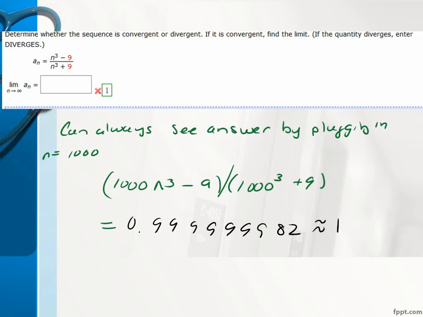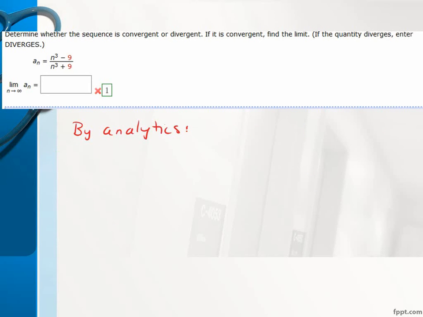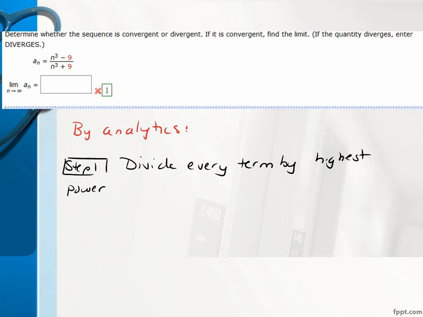On my calculator, the one I downloaded, it gave me 0.99999, which is essentially 1. So I guess my answer is 1. So by analytics, that's procedural. Divide every term by the highest power.